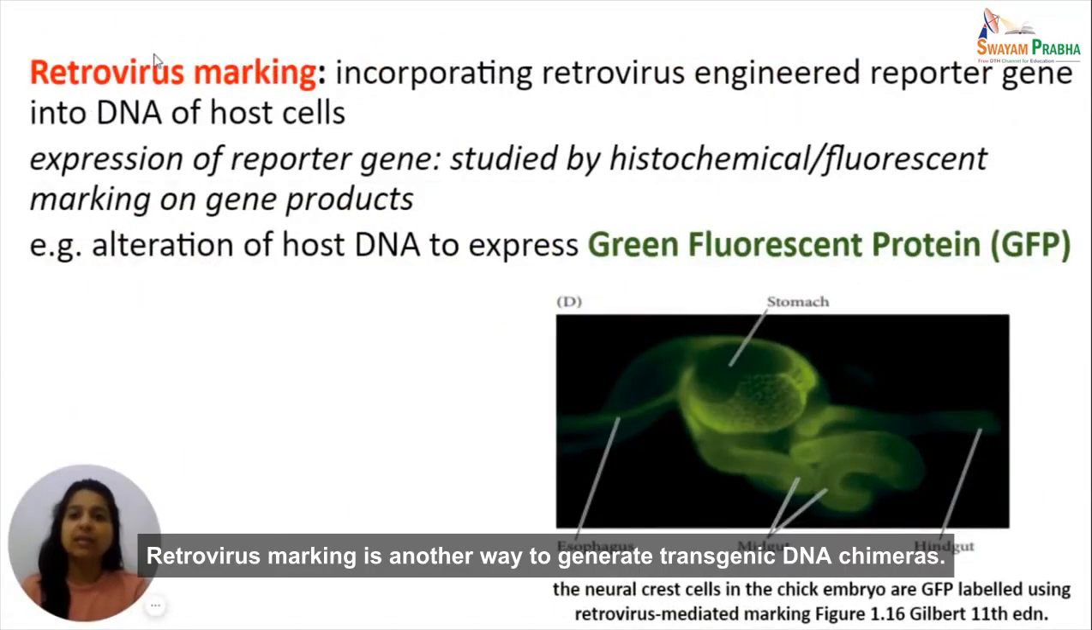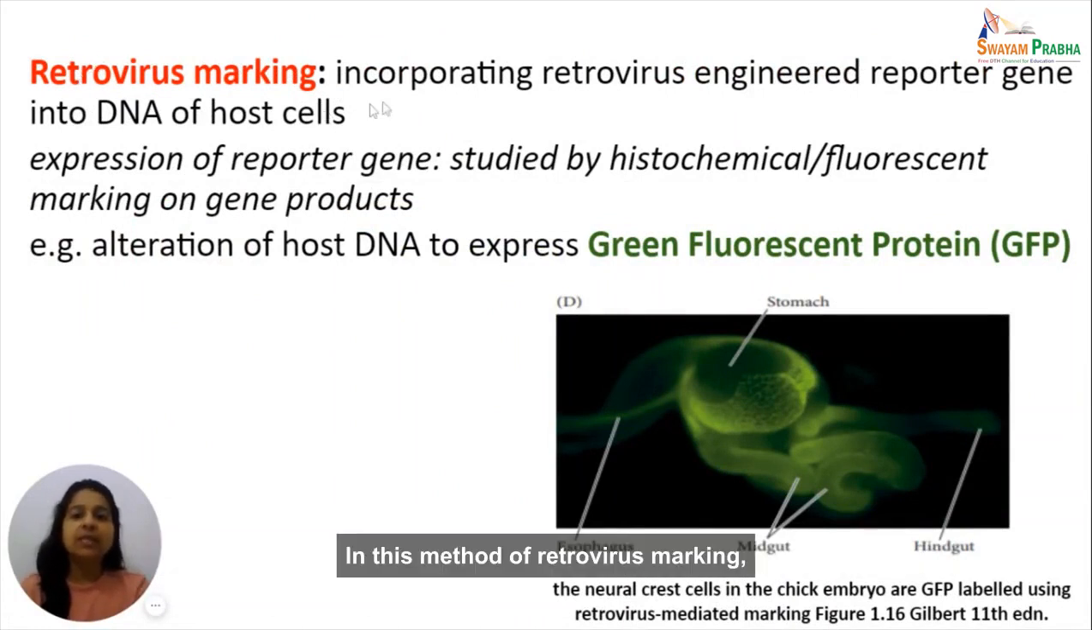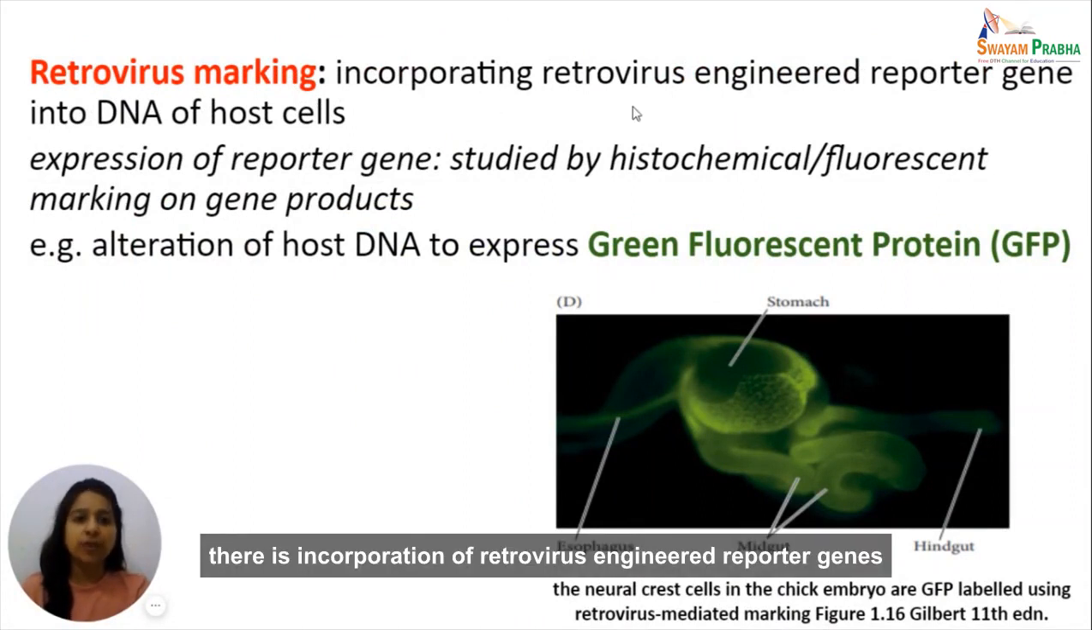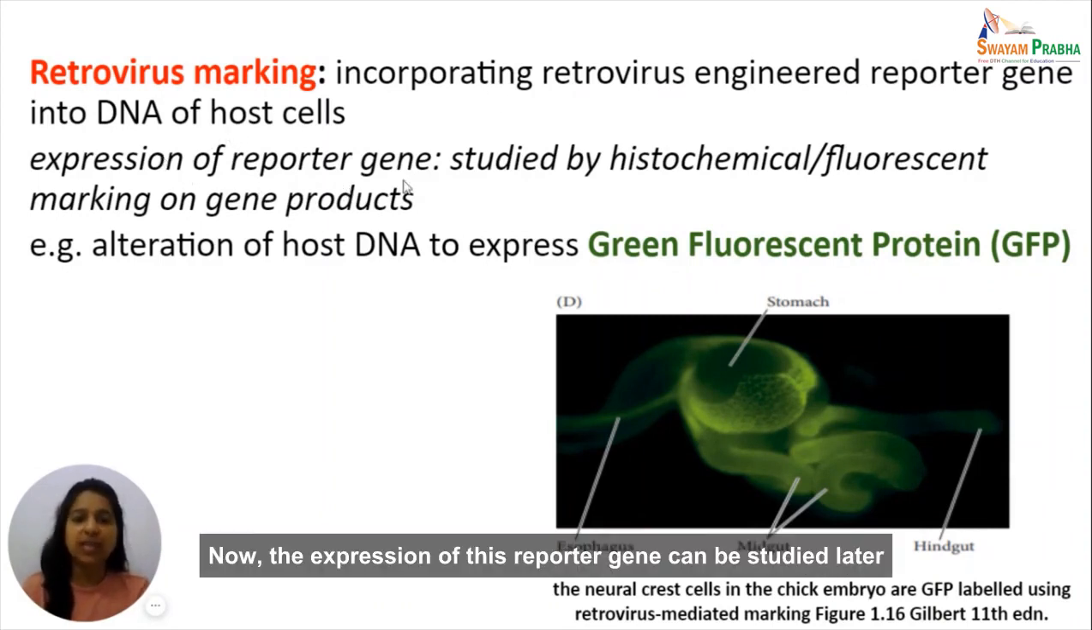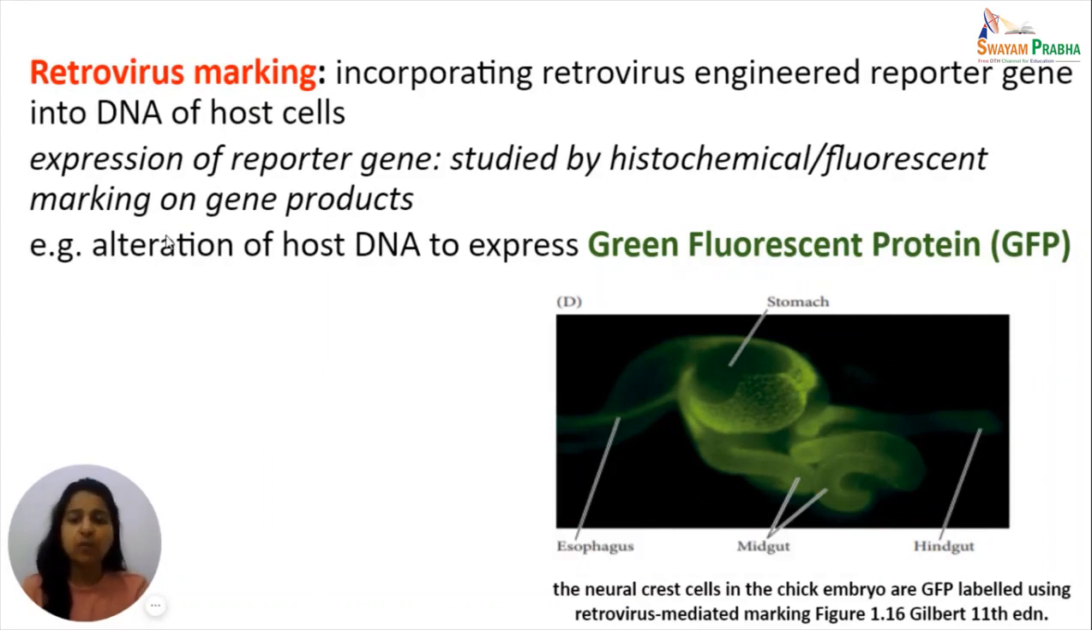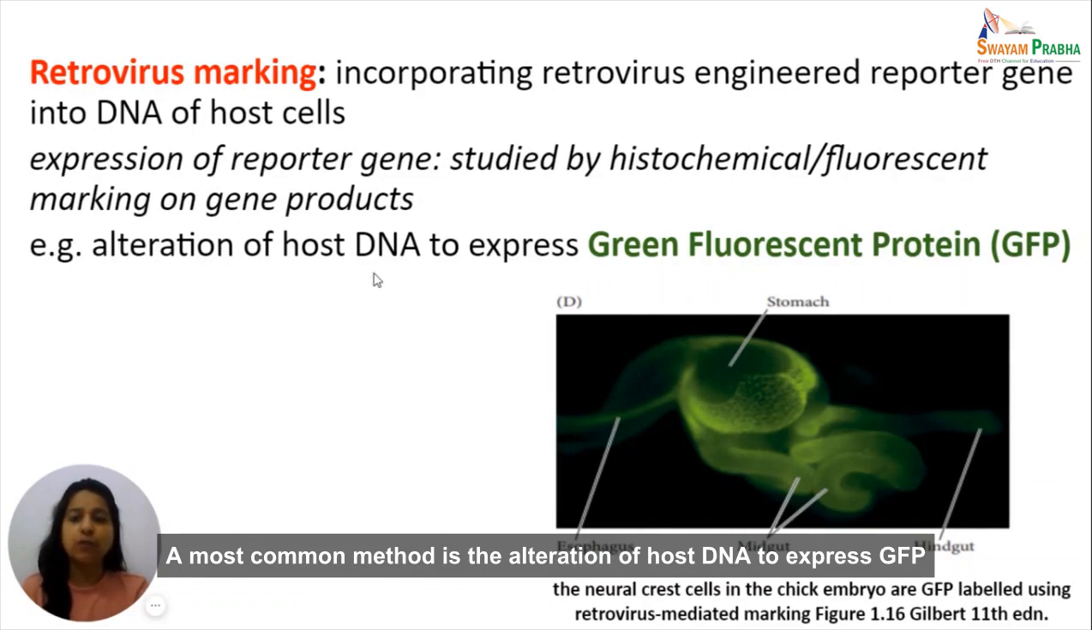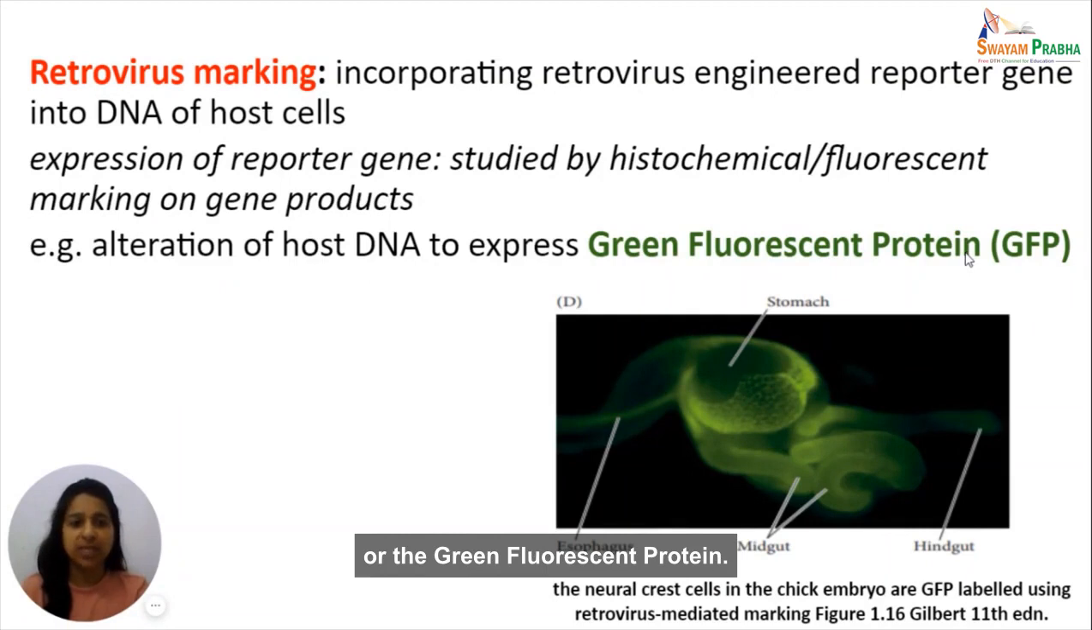Retrovirus marking is another way to generate transgenic DNA chimeras. In this method of retrovirus marking, there is incorporation of retrovirus-engineered reporter genes into the DNA of the host cells. Now, the expression of this reporter gene can be studied later by histochemical or fluorescent marking of the gene products, depending on what kind of retrovirus was used initially. A most common method is the alteration of host DNA to express GFP, or the green fluorescent protein.